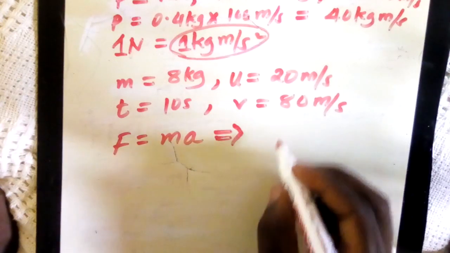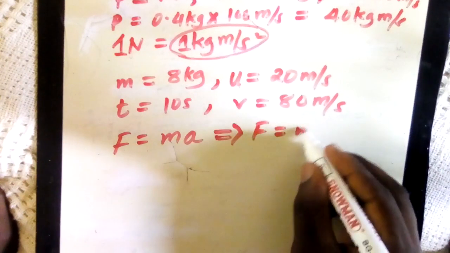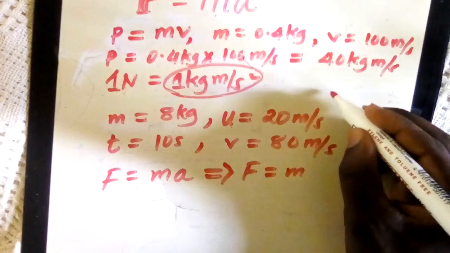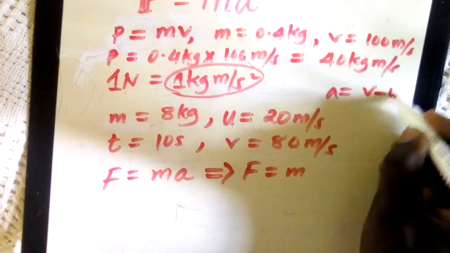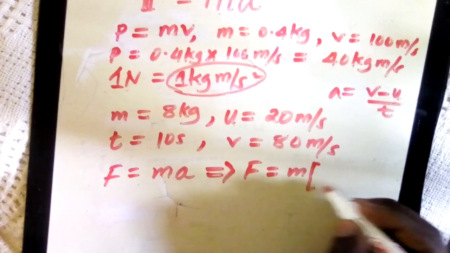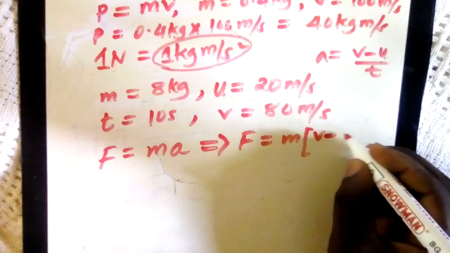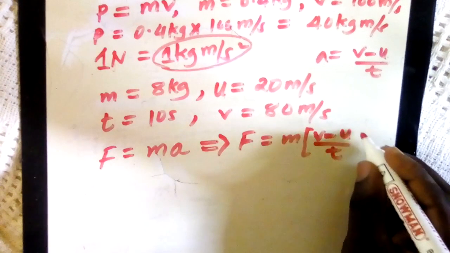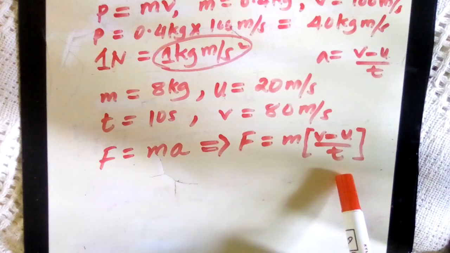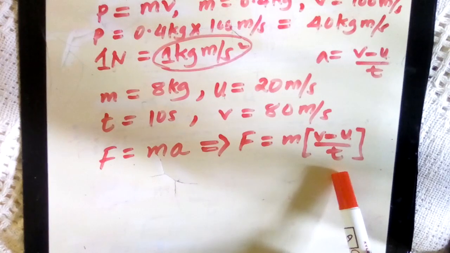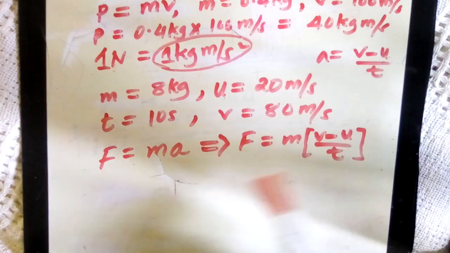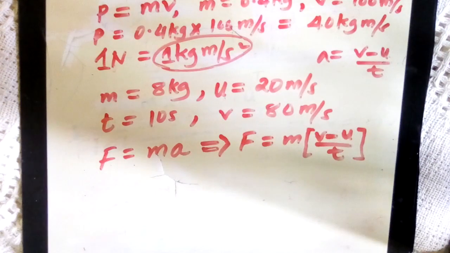So let's expand this formula. We know that F equals mass multiplied by the acceleration, but we know the acceleration is given by the final velocity minus the initial velocity over time. So let's put the brackets here. So up to this point, this formula is way more simplified. Now we can plug in the values that we have and proceed with finding the force needed to accelerate this bicycle.